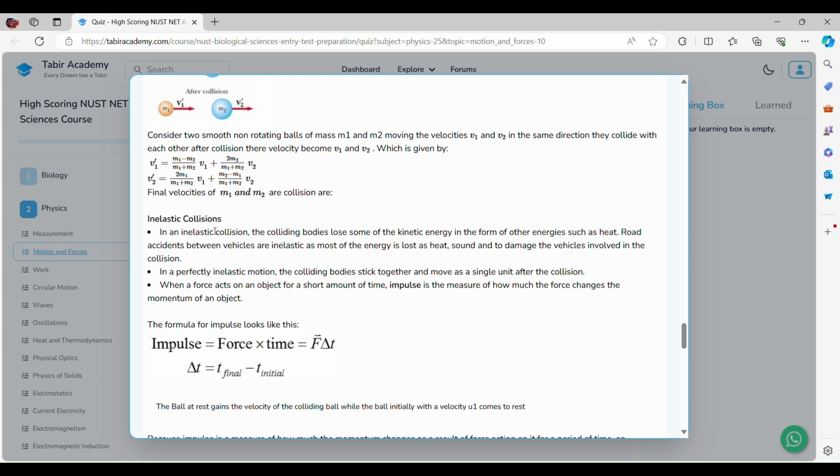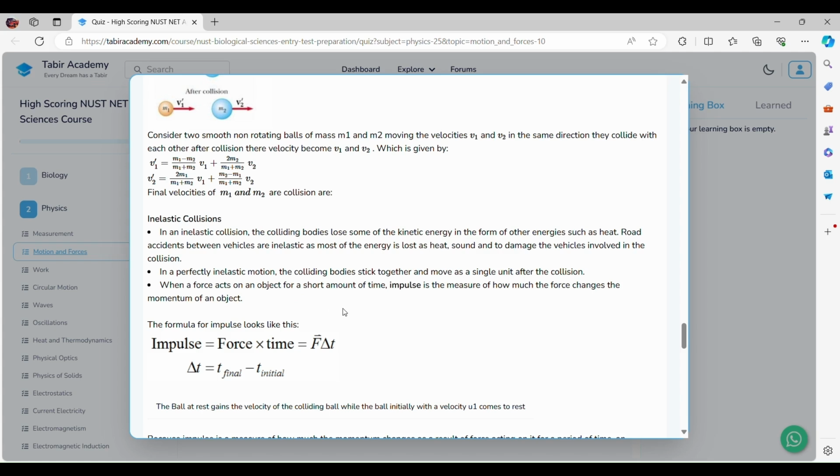Basically, inelastic collisions में the colliding bodies lose some of the kinetic energy in the form of other energies such as heat. Road accidents between vehicles are inelastic as most of the energy is lost as heat, sound, and to damage the vehicles involved in the collision. In a perfectly inelastic collision, the colliding bodies stick together and move as a single unit after the collision.